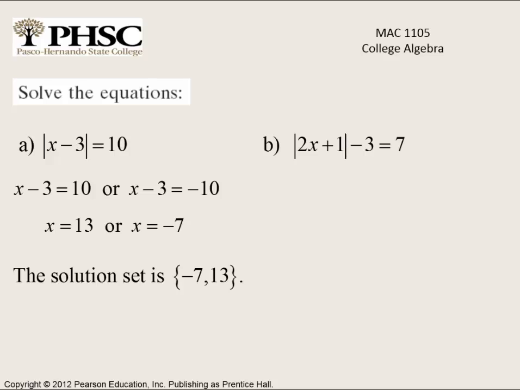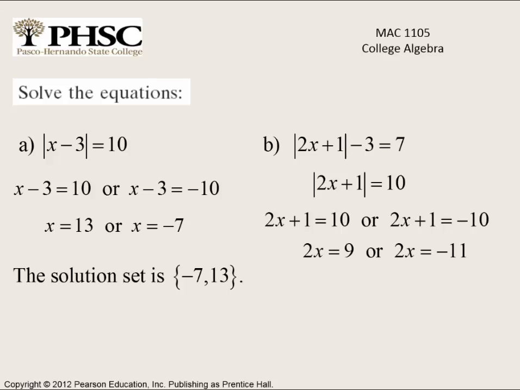So let's look at B. Here I have the absolute value of 2x plus 1, minus 3, equals 7. The first thing I want to do is add 3 to both sides, and that's how I got the 10. And just like on the left hand side, when I remove the absolute value bars, I'm either going to have a positive 10 or negative 10. So I have to solve for both possibilities. In the first one, I'm going to subtract 1 from both sides, and I'm going to do the same thing on the second one.